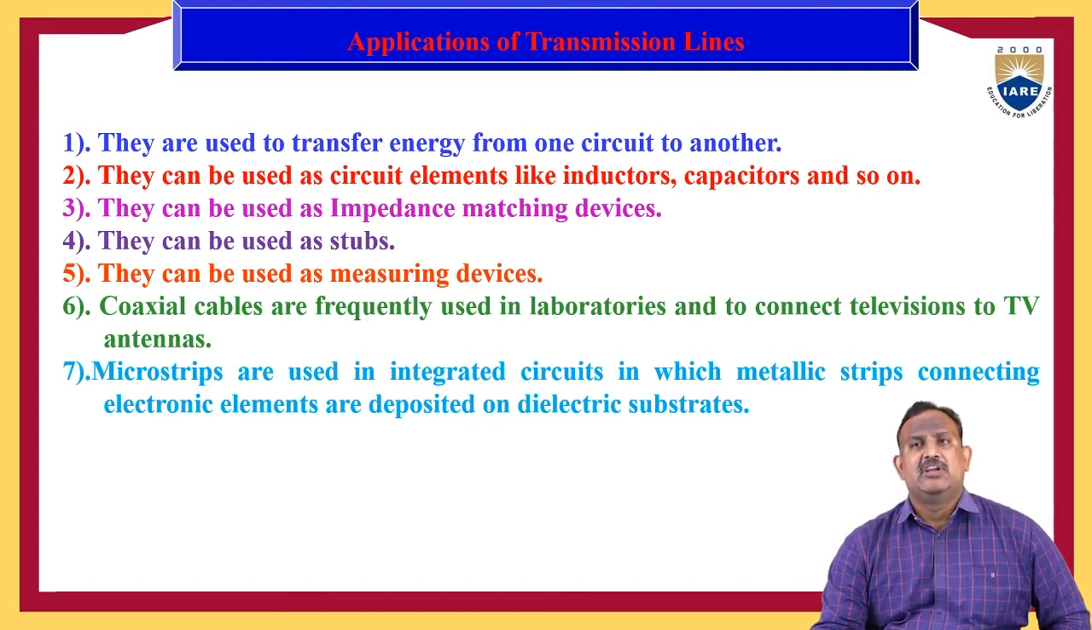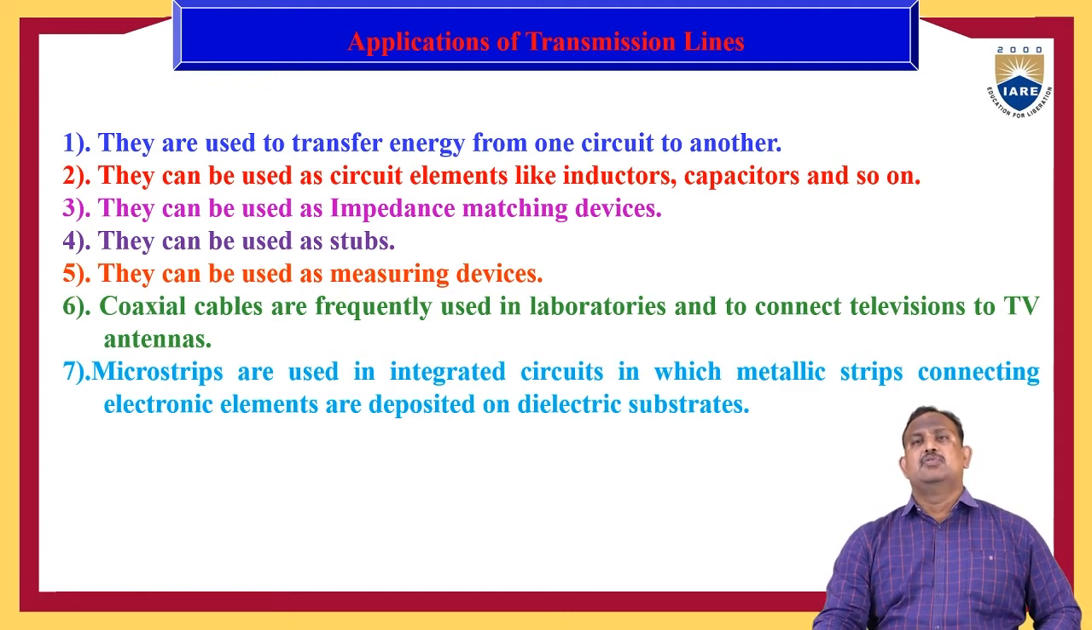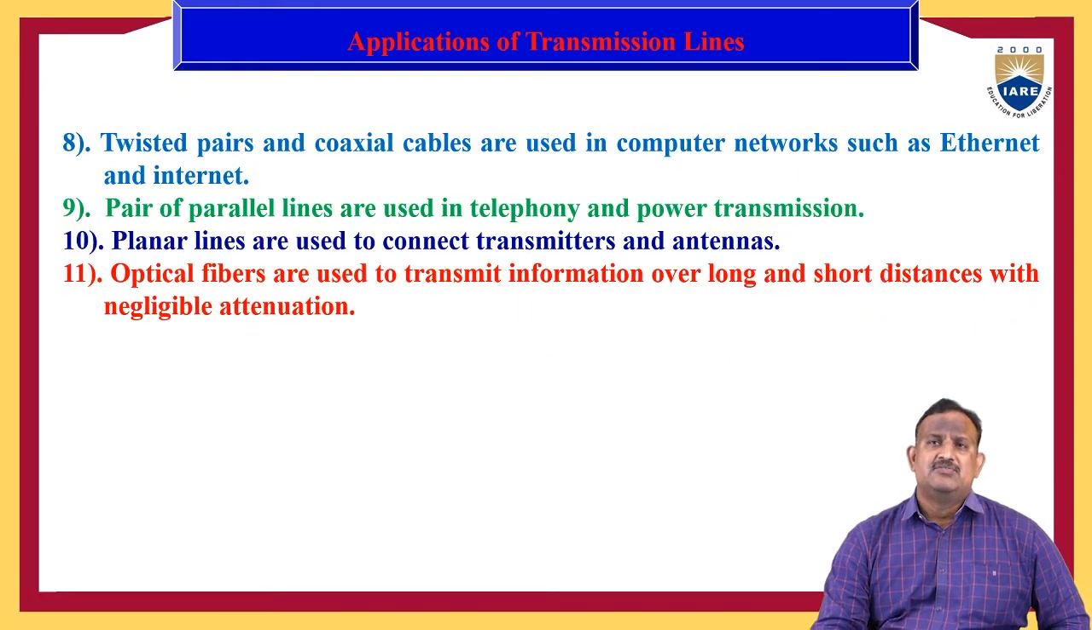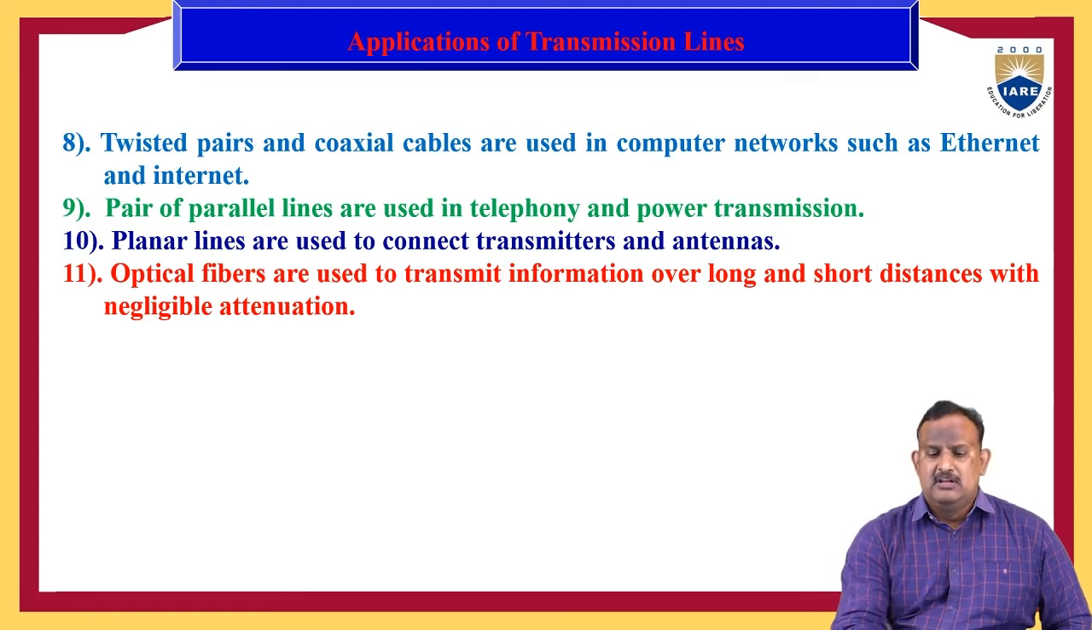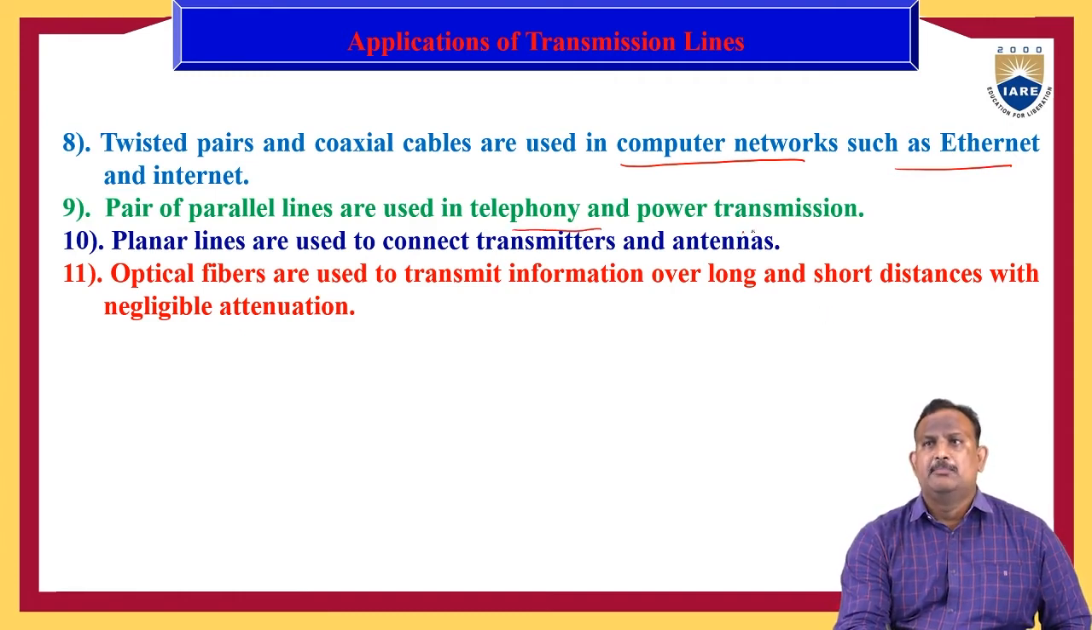Coaxial cables are frequently used in laboratories and to connect televisions to TV antennas. Microstrips are used in integrated circuits, ICs, in which the metallic strips connecting the electronic components are deposited on dielectric substrates. Twisted pairs and coaxial cables are used in computer networks such as Ethernet and the Internet. Pairs of parallel lines are used in telephony and power transmission lines. Planar lines are used to connect transmitters and antennas.